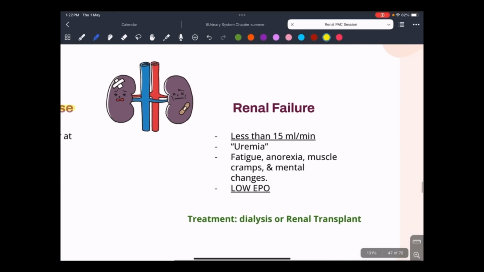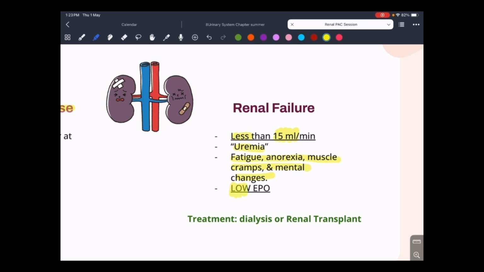Renal failure is when the kidney filters less than 15 milliliters per minute. The condition is called uremia, which literally means urine in the blood, because it's not filtering as much as it needs to be. All the toxic substances and all the things that need to be excreted are building up in the blood. It's as if you have the urine in the blood instead of excreting it out. Very important: fatigue, anorexia, muscle cramps, and mental changes. Mental changes because again we are having accumulation of toxins.